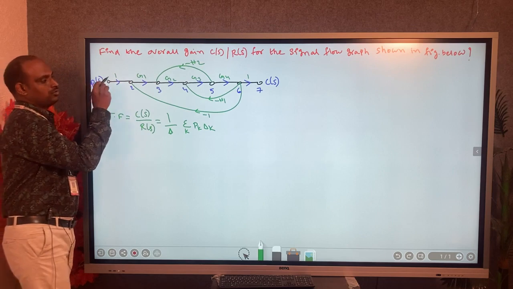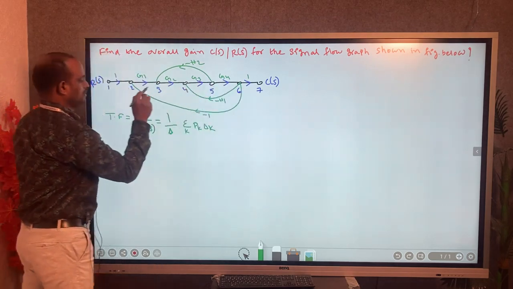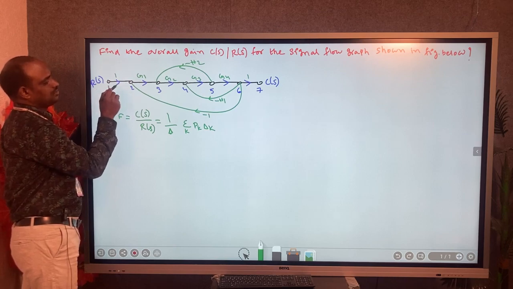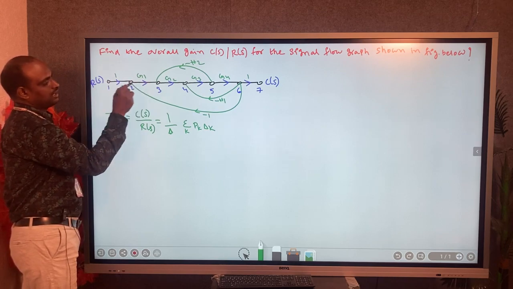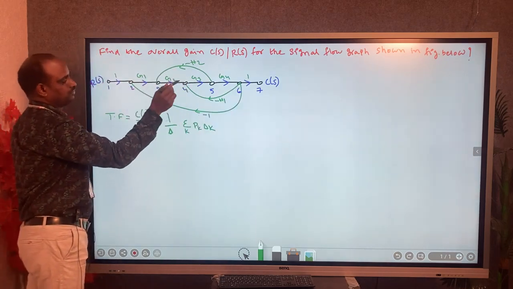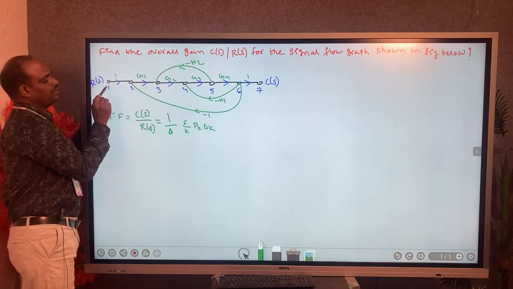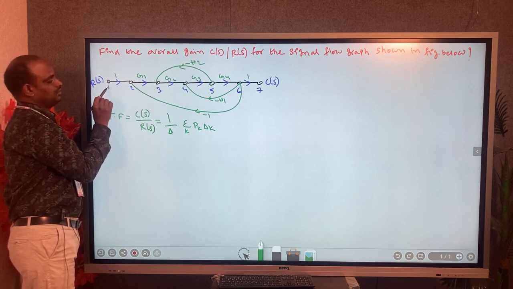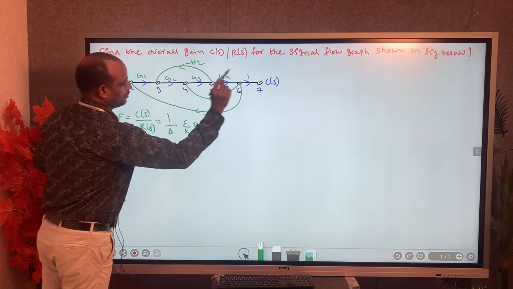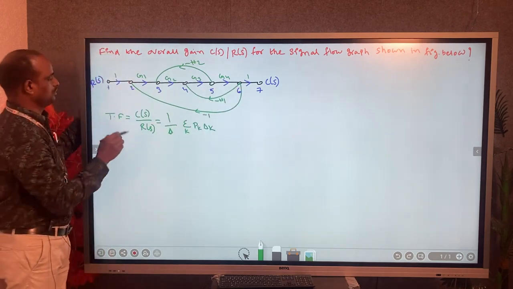R(S) is the input, and it has to reach the output C(S). I have used different colors. The nodes are in black, and the violet color with arrowheads indicates the forward direction. And again we have the loops, which we will see. For example, here see the nodes: node 1, node 2, node 3, node 4, node 5, node 6, node 7. Total 7 nodes are there.